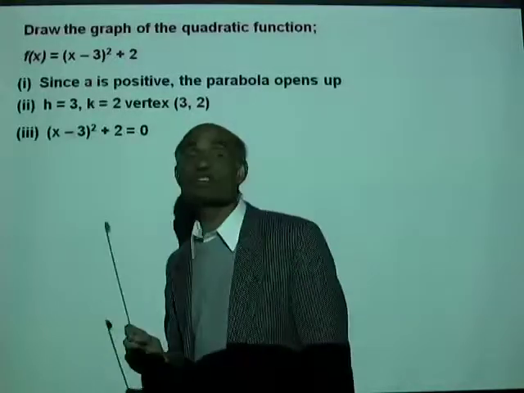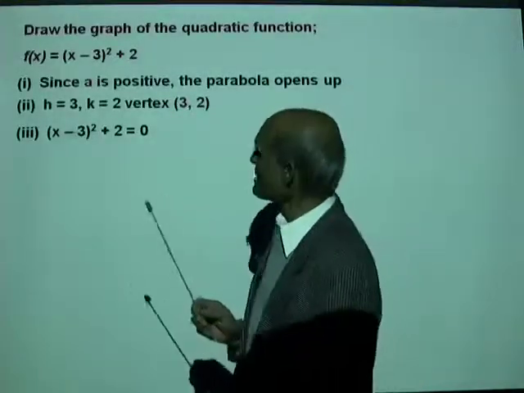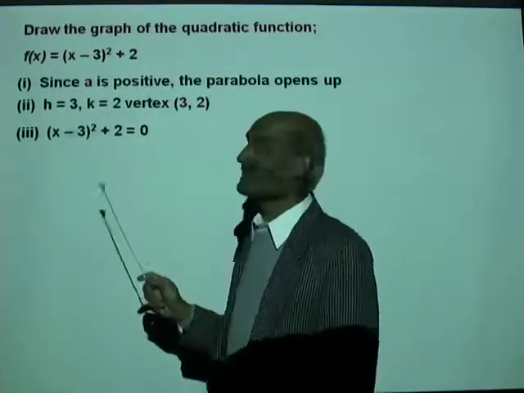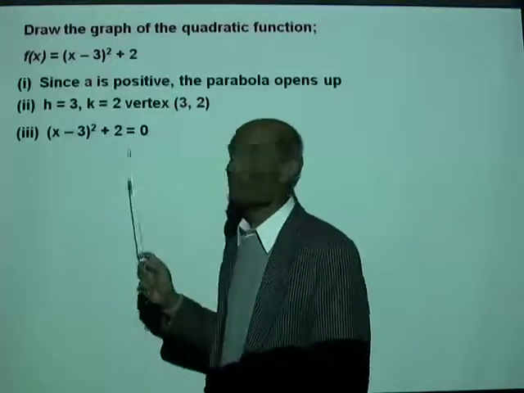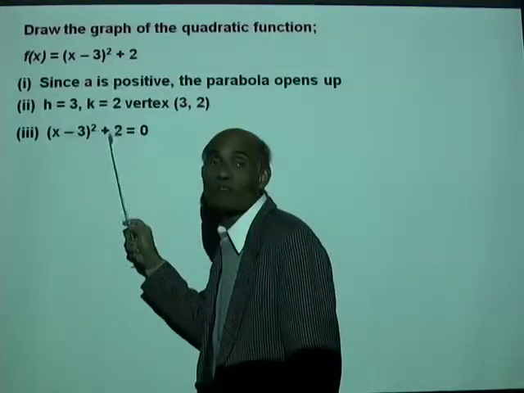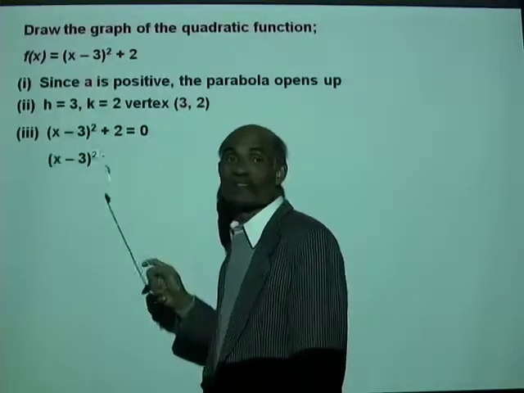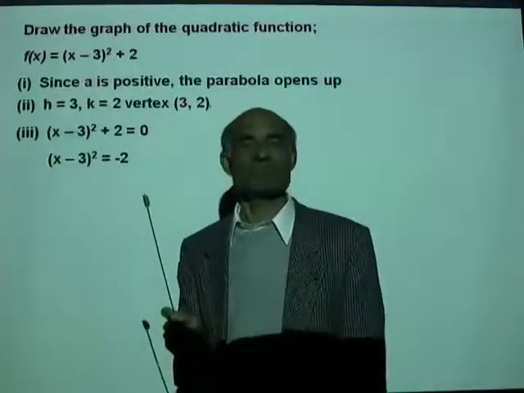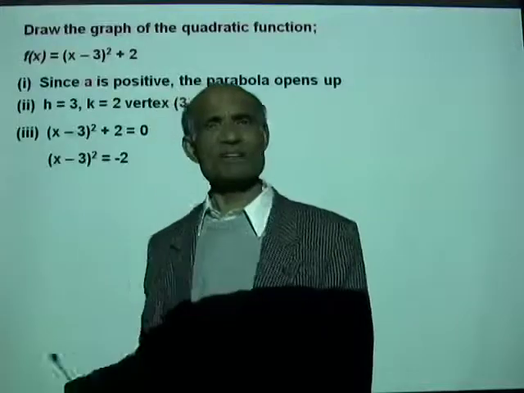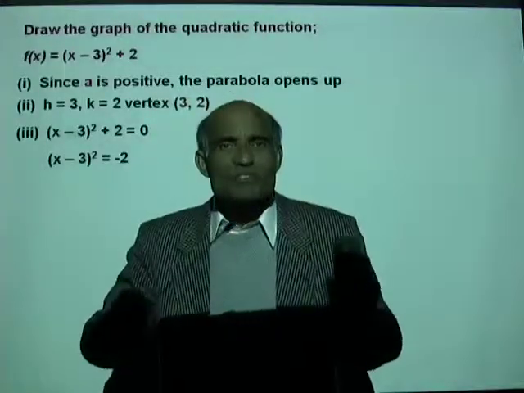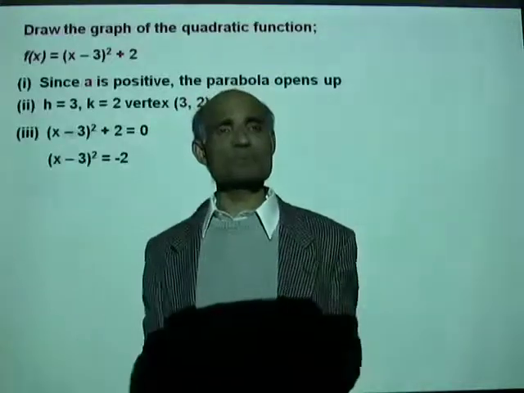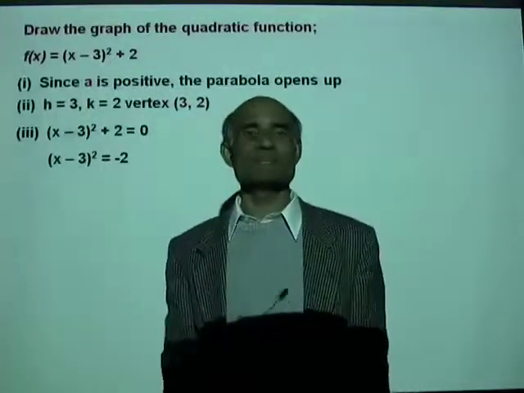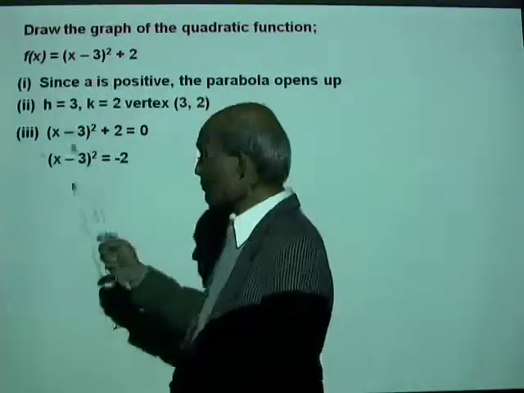Alright, now we find the x-intercept. To find the x-intercept, we take the function and set it equal to 0. Can you solve it for me? Well, to solve it, first we take this positive 2 from the left to the right. That gives me (x minus 3) all squared equal to negative 2. Now, there is something wrong with that equation. Can you tell me what is wrong with that equation? (x minus 3) all squared equal to negative 2. Can the square of a quantity be equal to a negative number? No, that is what is wrong there.